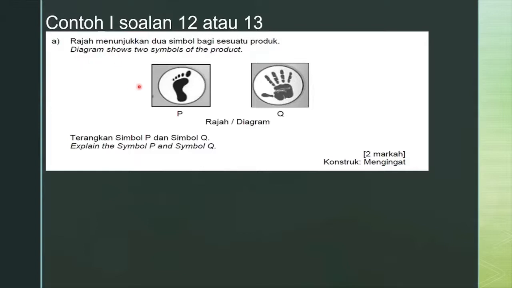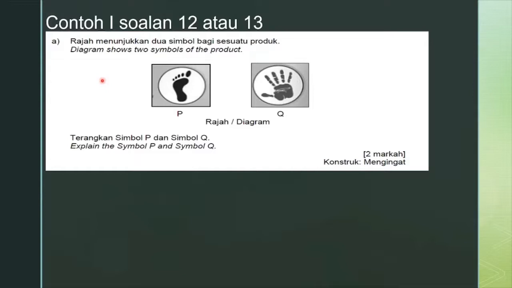For this first example of questions 12 or 13, we can see here, the diagram shows 2 symbols of the product. So as we can see, we have 2 diagrams. And the question is, explain the symbol P and symbol Q.